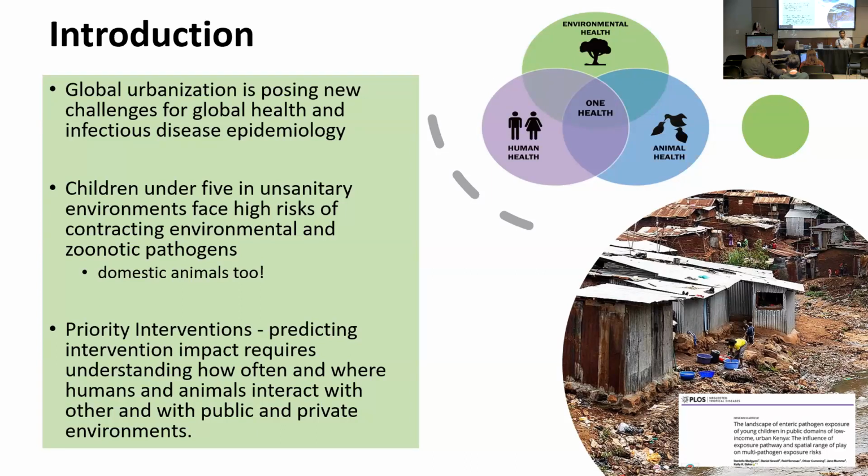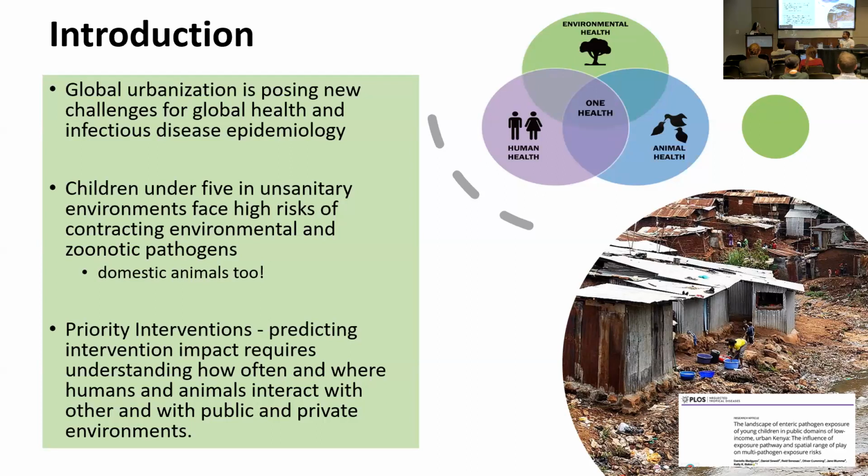So the background point of this session is that it's based around the emerging urbanization issues, that a lot of the world is going to be living in urban cities in the next couple of decades. This is going to offer some new challenges for global health and infectious disease epidemiology. We all know that children under 5 that live in unsanitary environments face the highest risk from transmission of pathogens from the environment and from zoonotic pathogens. Although, just as a plug for the One Health paradigm, domestic animals, other types of animals also face a lot of these same infection risks.